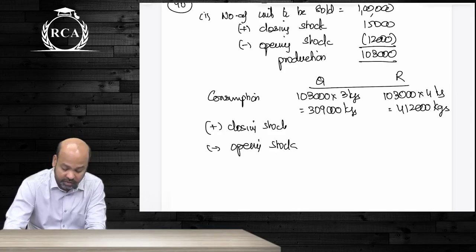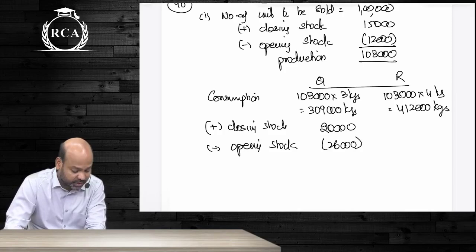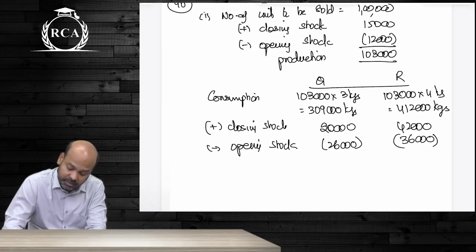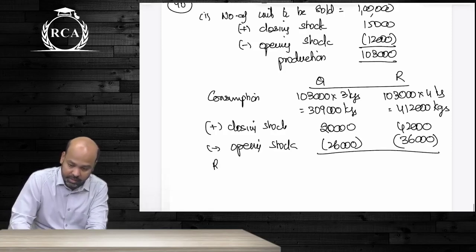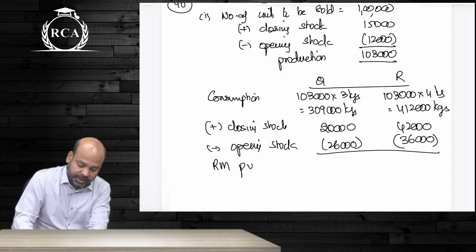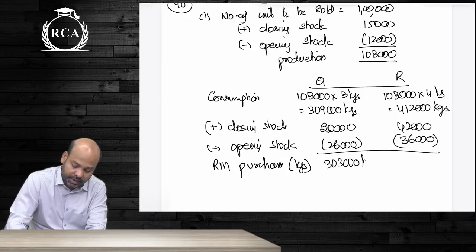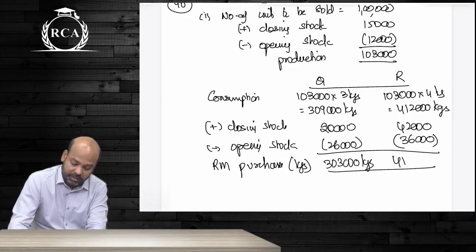Closing stock guys is 20,000 kgs and this is 26,000 kgs. This is 42,000 kgs and 36,000 kgs. एक बार वैल्यूज चेक कर लेना बेटा, करेक्ट है क्या बोल के. रॉ मटेरियल परचेजेस बेटा इन kgs कितना है? -6,000 मतलब 3,03,000 kgs plus 6,000 मतलब 4,18,000 kgs.